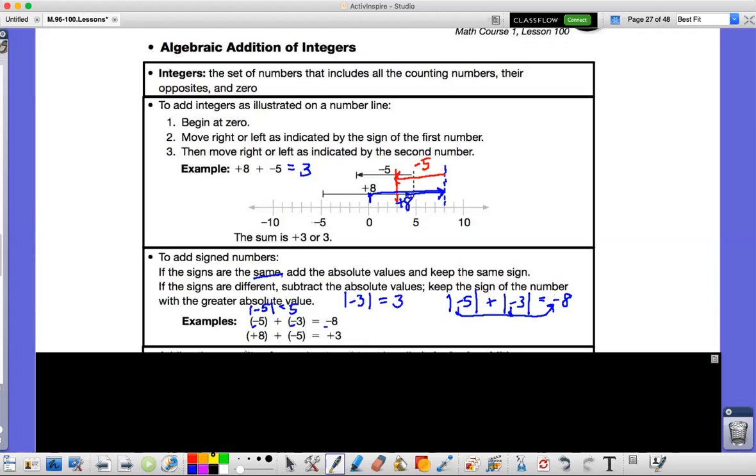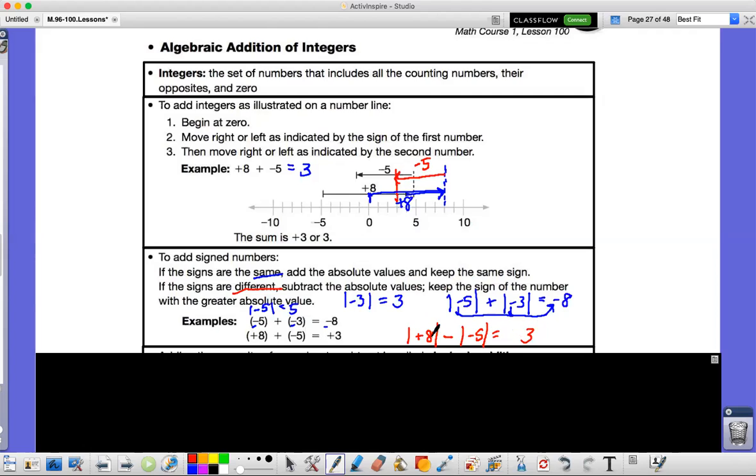If the two signs are different, as you can see in this case, you subtract the absolute values and keep the sign of the number with the greater absolute value. So what's the absolute value of a positive 8? Well, the absolute value of a positive 8 is 8. And then it says subtract the absolute values, so subtracting the absolute value of a negative 5, which is 5. So 8 minus 5 equals 3.